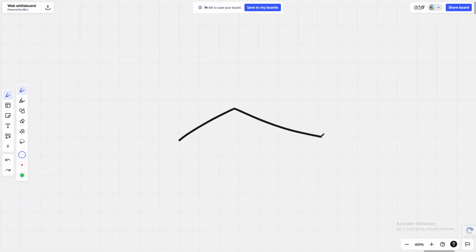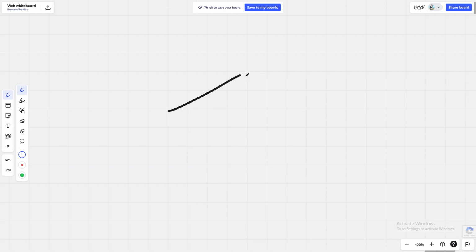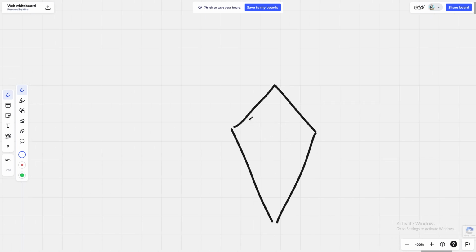Let's move on to the kite. Worst figure in the world, by the way. Okay, that does not look like a kite. I'm gonna make it kite, kite, kite. There we go.